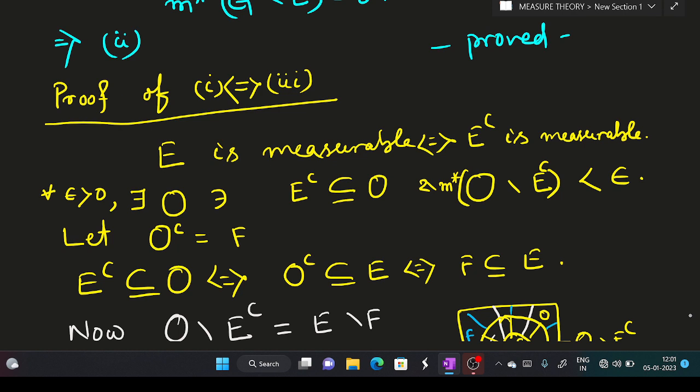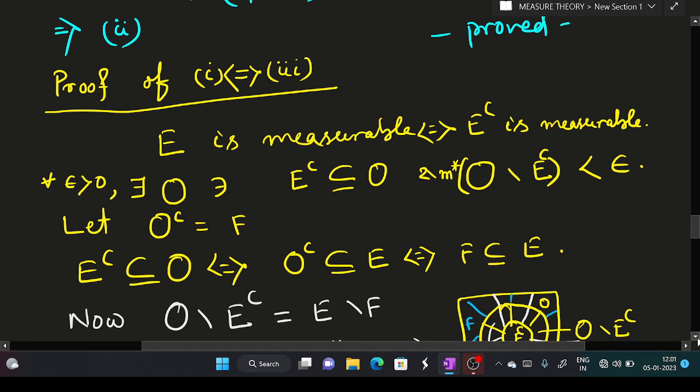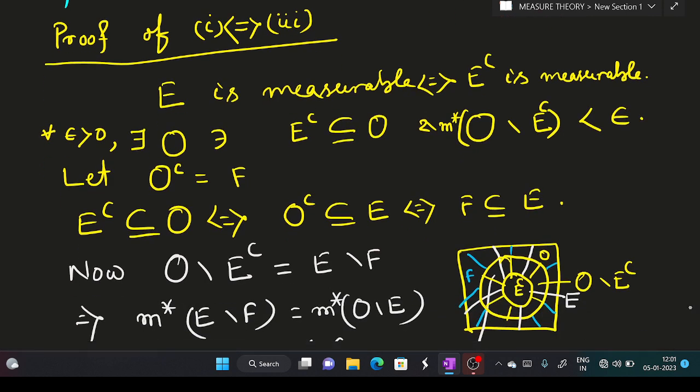So as E complement is measurable, for every epsilon greater than 0 there exists an open set O such that E complement is contained in O and m star of O difference E complement is less than epsilon. Here what we have done? In place of E, we have substituted E complement, nothing else. E is measurable implies E complement is measurable. Now, what is O? O is an open set which contains E complement.